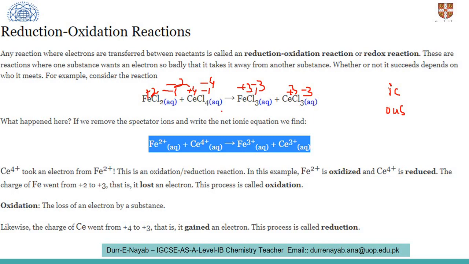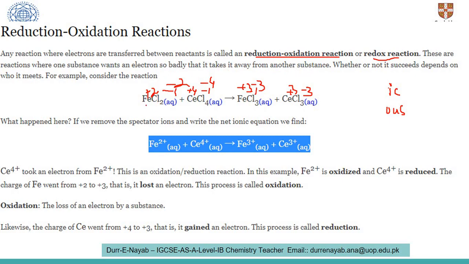Now we have to look where oxidation is happening and where reduction is happening. This is a type of reaction in which gain and loss of electrons happen simultaneously. So this is a reduction oxidation reaction, which we call in shorthand a redox reaction. Any reaction where electrons are transferred between reactants is called a reduction oxidation reaction. These are reactions where one substance wants an electron so badly that it takes it away from another substance.